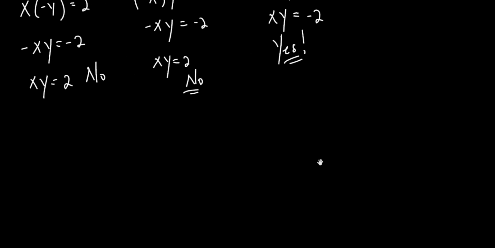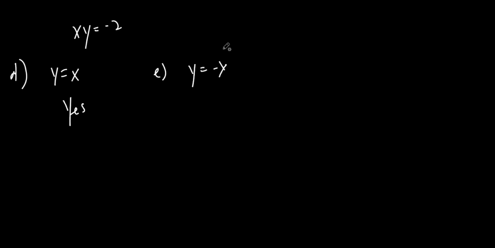Let's write it down. Is it symmetric to, this is D, to y equals x? What do we do if we try to find if it's symmetric to y equals x? We just switch the x and the y. Is that going to make any difference here? No, xy and yx is the same thing, so is it symmetric to the line y equals x? Yes, it is.